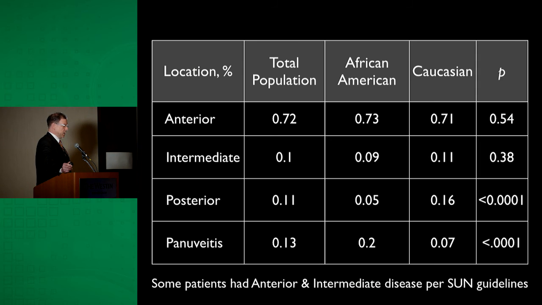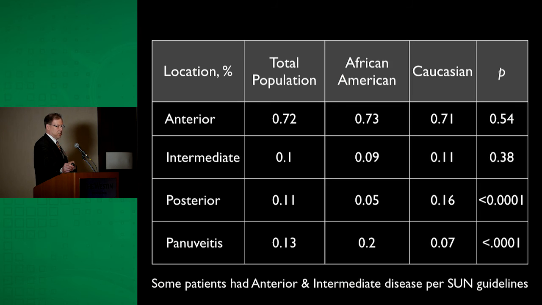Intermediate, similarly, not a lot of difference, between 9 and 10%. But if you look at the posterior and panuveitic disease, there's pretty significant differences. So African Americans, 5% of their disease was posterior, whereas 16% of the Caucasians' disease was posterior. And almost the entirety of that difference was accounted for by birdshot. So birdshot chorioretinopathy, as far as I know, and Steve, correct me if I'm wrong, I don't know that it's ever been reported in an African American.